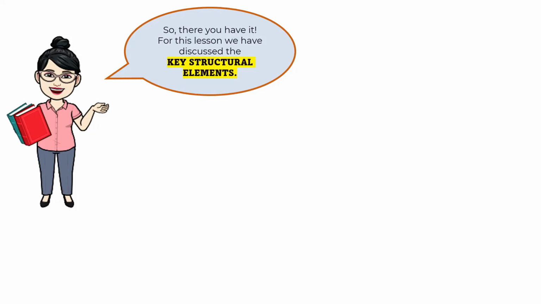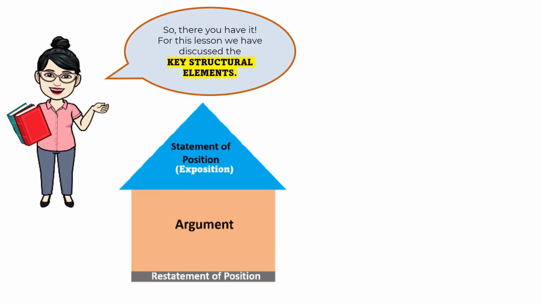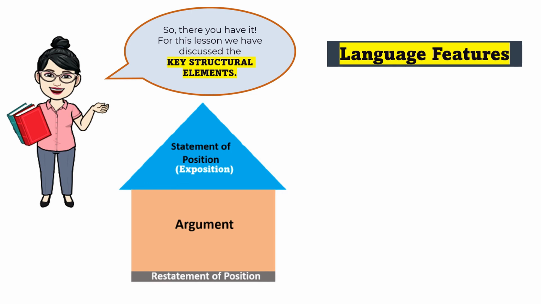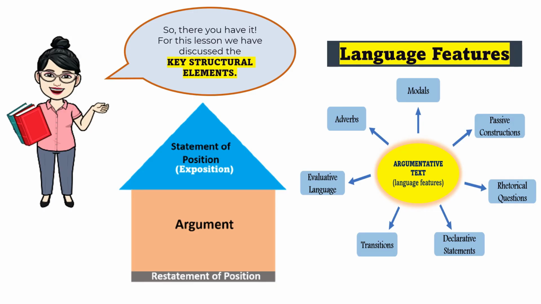So there you have it. For this lesson, we have discussed the key structural elements of argumentation. We have statement of position or exposition, which can be found in the introduction part of the essay. Arguments, which is part of the body. And restatement of positions or the conclusion part. Also, we talked about the language features of an argumentative text, which include modals, adverbs, evaluative language, transitions, declarative statements, rhetorical questions, and passive construction.